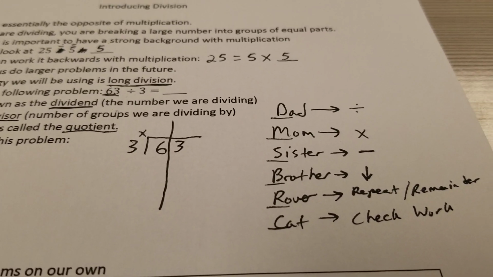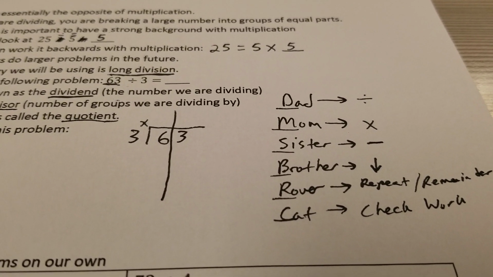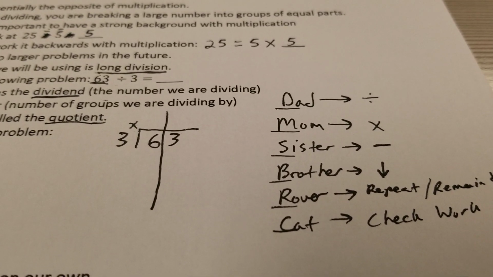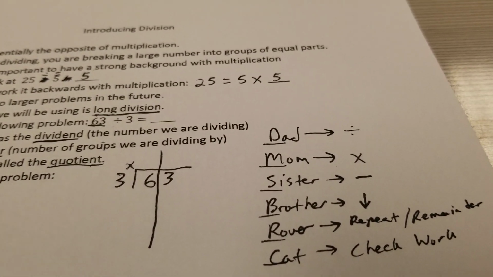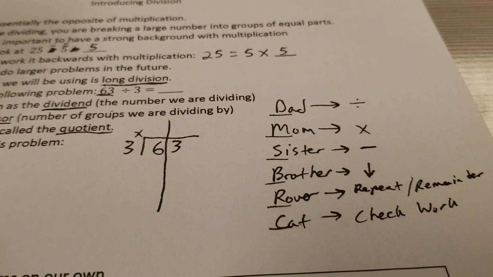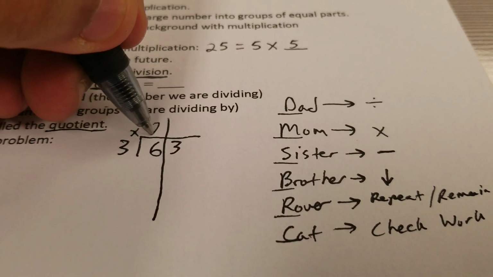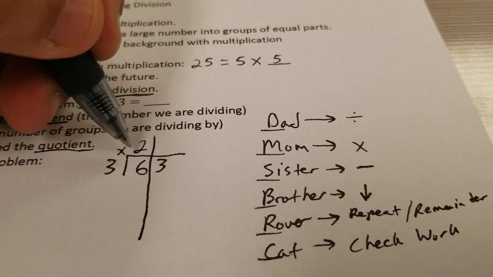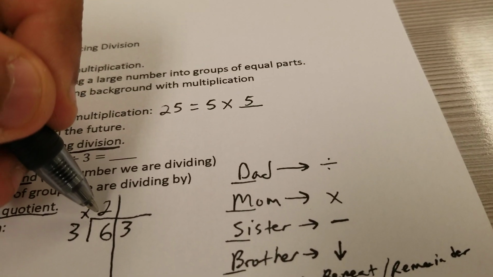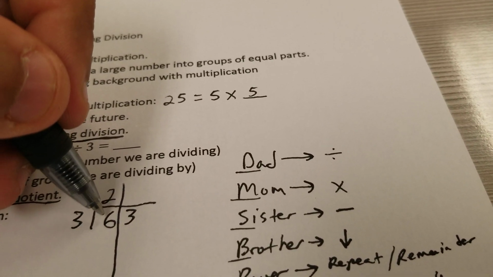Now, the question is, starting with Dad. If you recall your division, your multiplication facts, 3 times what gives you 6? Well, I can get 3 times 2 gives me the 6. So that was Dad divide. So I'm working it backwards. 2 groups of 3 from 6.